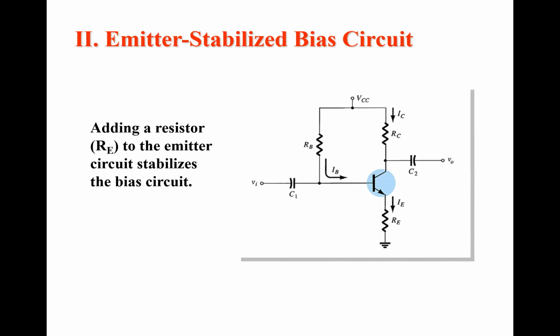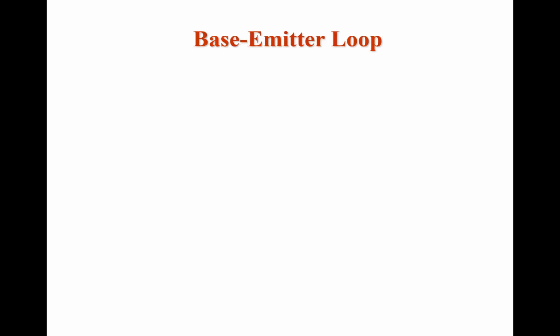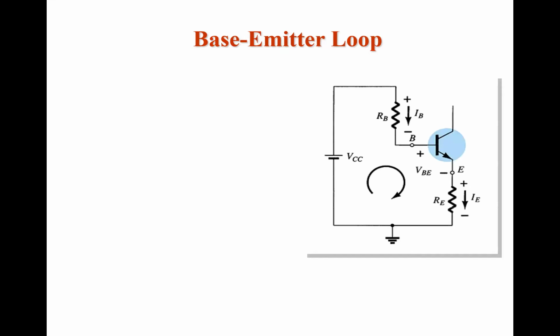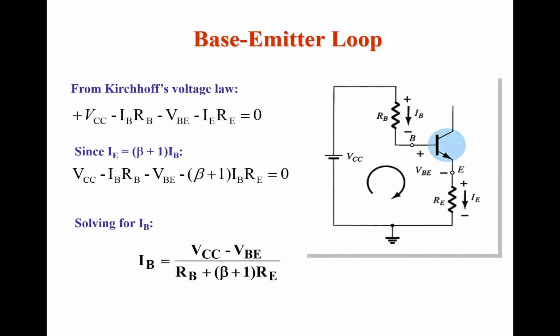Therefore, we are moving into another design concept, which is the emitter stabilized bias circuit. Here we are adding one more component, a resistor, at the emitter terminal for providing better stabilization. This is the circuit diagram of the emitter biased circuit.